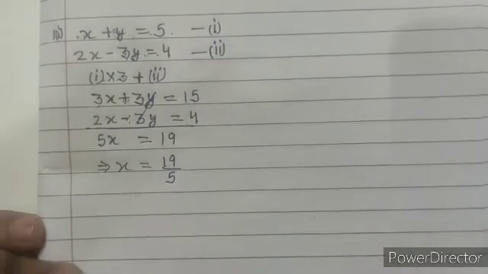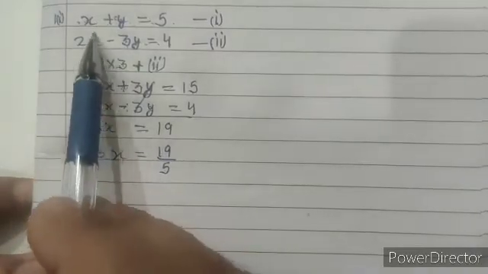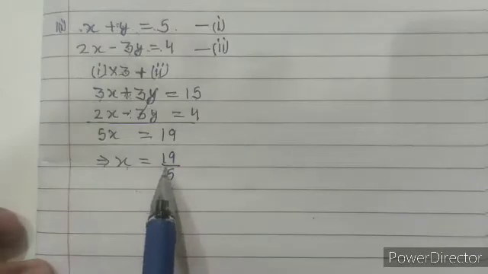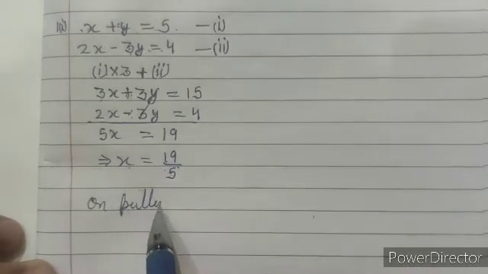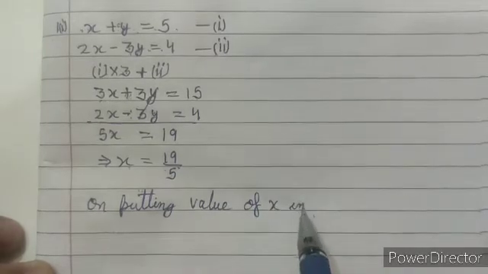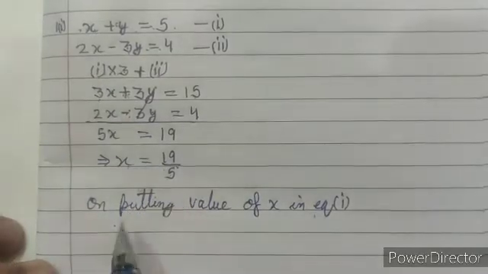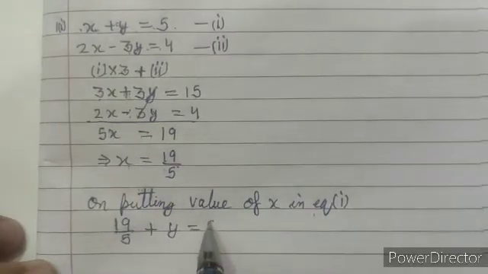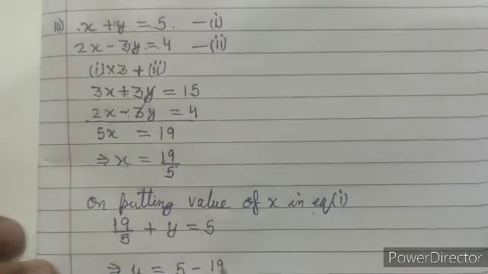Now after getting the value of one variable, we will put the value of variable x in any of these two equations, whichever is more convenient. So I am putting the value of x in equation first. On putting the value of x in equation first, now that will give us, in place of x we will take its value, that is 19 by 5 plus y equal to 5. Now y will be equal to 5 minus 19 by 5.